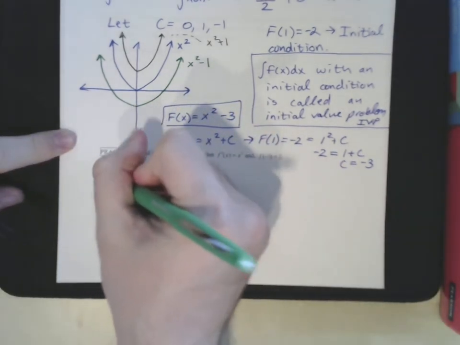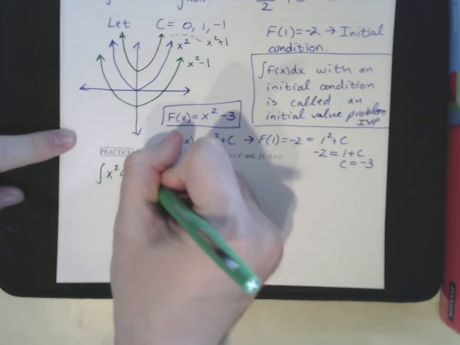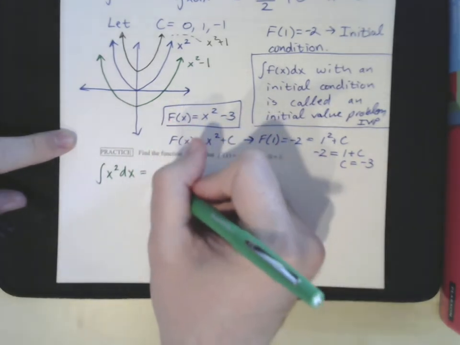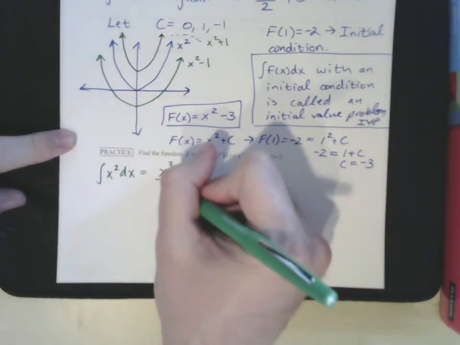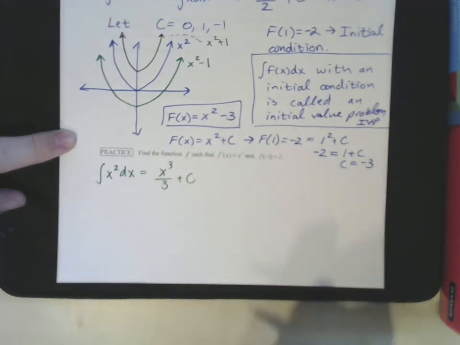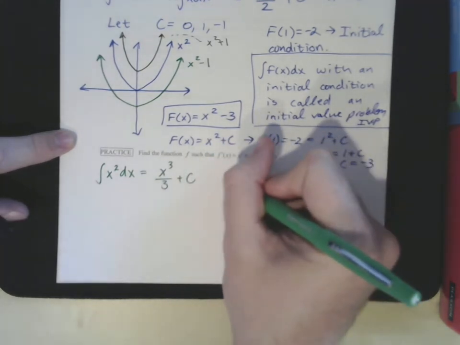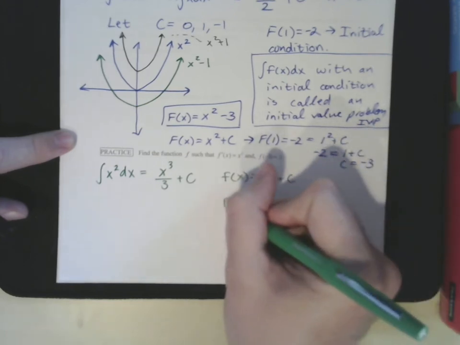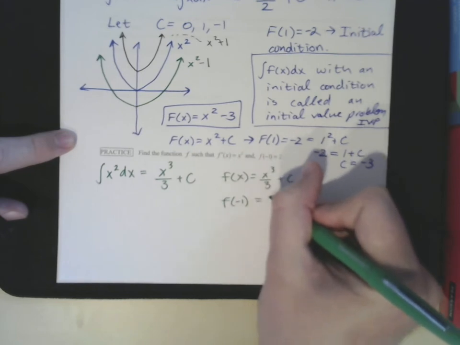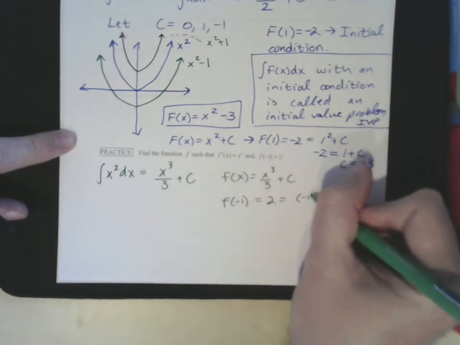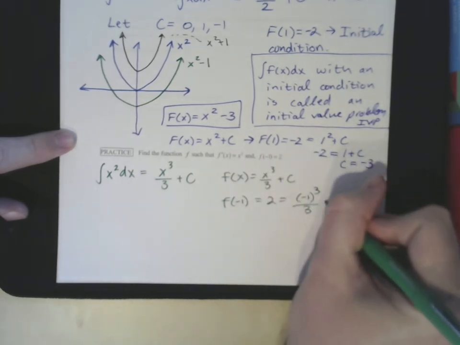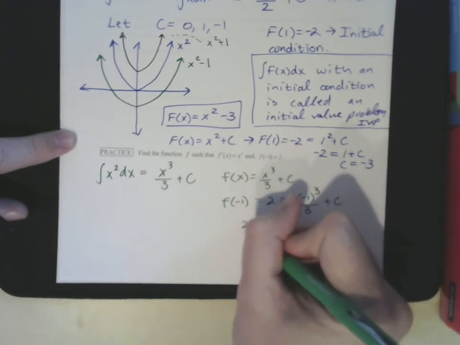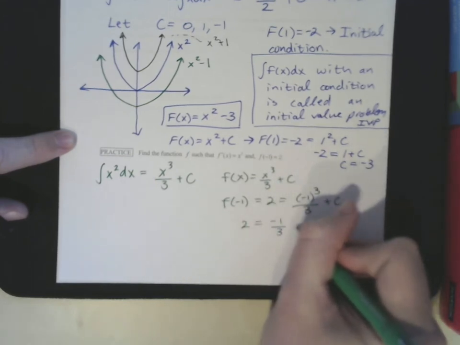So we have the integral of x squared dx, which according to our power rule is x cubed over 3 plus c. And so we're claiming that f of x is x cubed over 3 plus c. F of -1, which equals 2, would equal -1 cubed over 3 plus c. And so 2 equals -1/3 plus c.